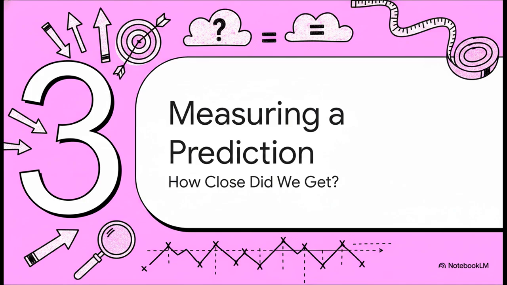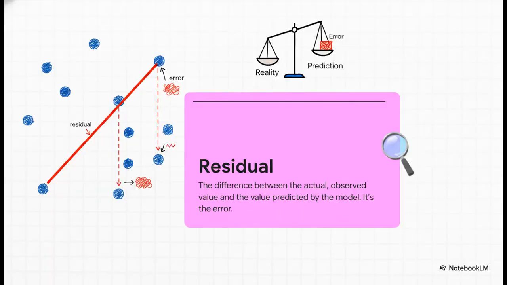Okay, so our machine made a prediction. It spat out a number. Great, but was it a good one? Was it even close? To find that out, we've got to compare our guess to what actually happened in the real world. We measure this accuracy with something called a residual. I know, it sounds a little technical, but it's really just the error in our guess. Think of it as the leftover. It's the difference between what our model predicted and what the real result was.